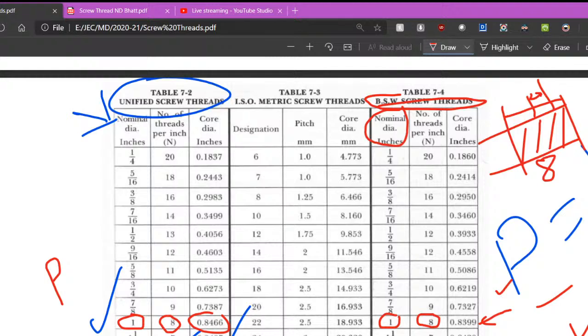As you know, in unified it is given as threads per inch, but in metric thread the value P is given. And again in BSW threads, they give threads per inch. Only in metric thread we directly get the value of P. And in the first and third cases we have to calculate the value of P based on this formula. Aditya, I have repeated the calculation of P.